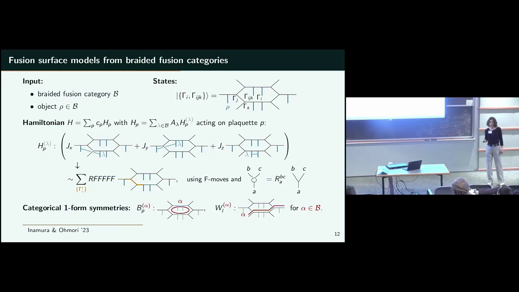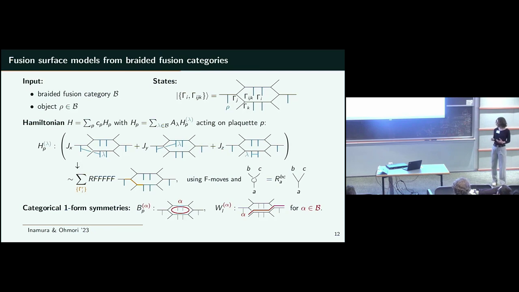I can work out the Hamiltonian explicitly just using the F symbols and the R symbols of the braided fusion category. And because the R symbols are complex phases, it can very well be that the Hamiltonian is not real and breaks time reversal symmetry explicitly.